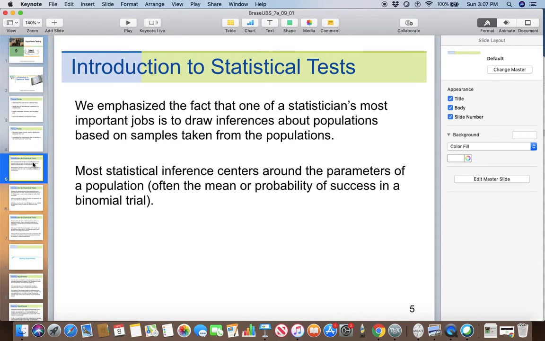We emphasize the fact that one of a statistician's most important jobs is to draw inferences about populations based on samples taken from the populations. Most statistical inference centers around the parameters of a population, often the mean or probability of success in a binomial trial.